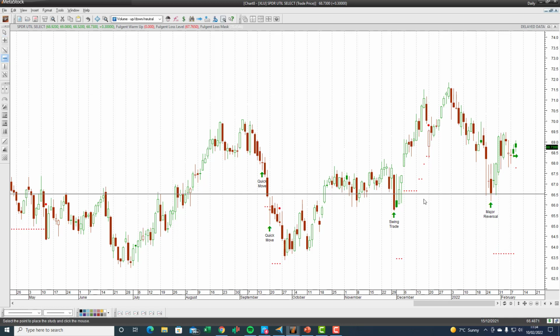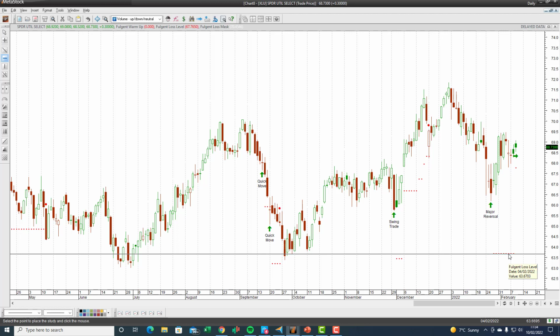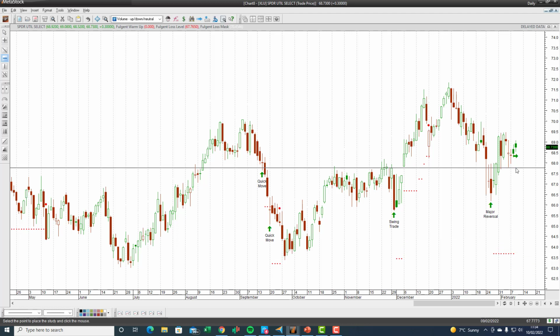The new trailing stop loss has moved up from this zone at 63 right up to between 68 and 67 now. That's the trailing stop on the XLU Spider Utility Select ETF. So far so good. The last swing trade worked out beautifully as well on the Spider ETF.